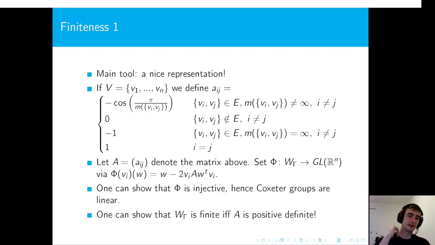Okay, and Coxeter did this. He wrote this down, and what he showed is that the Coxeter group W gamma is finite if and only if this matrix A is positive definite. And now this really gives you a tool to check whether a given Coxeter group is finite. You just write down your presentation, you write down this matrix, and then you can very easily check whether it's finite or not. And Coxeter did this as well.